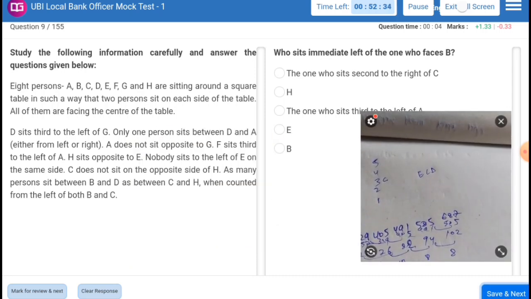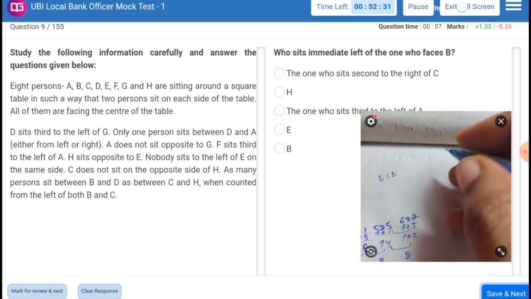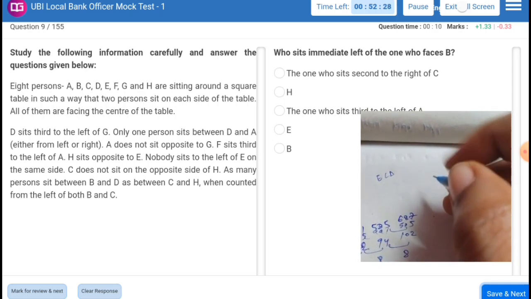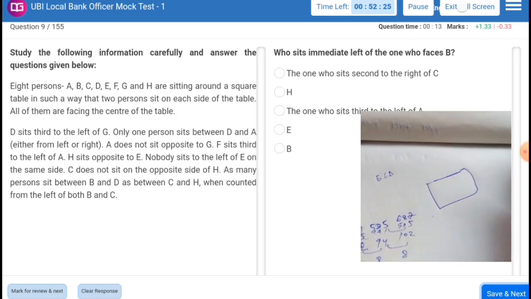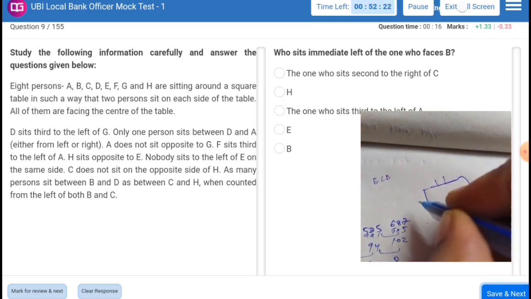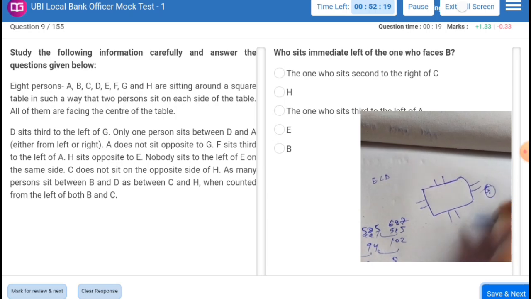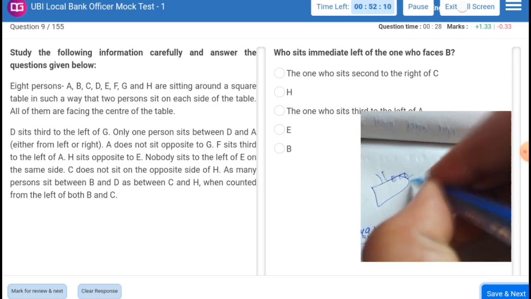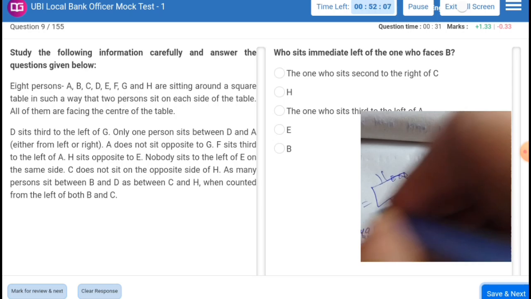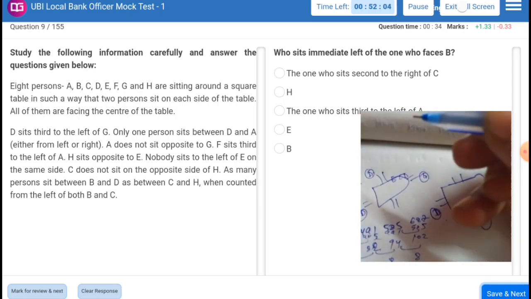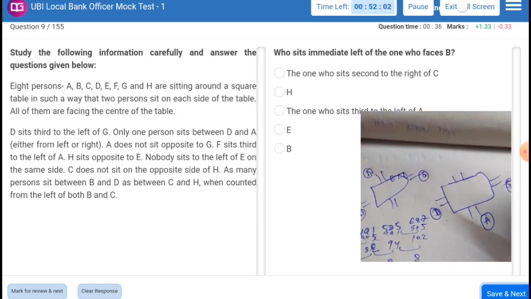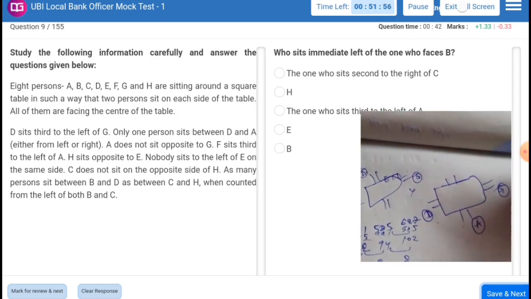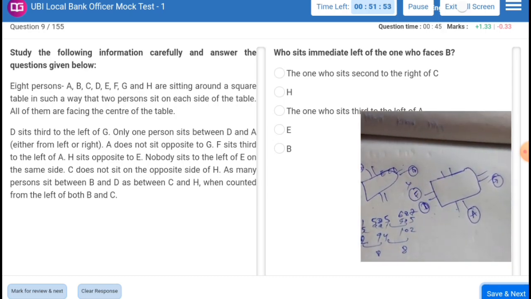Next is: 8 persons, A to H, are sitting around a square table. 2 persons sit on each side of the table, facing the center. D is third to the left of G. Only 1 person between D and A. And the next possibility, that is 1 person between D and A, is not opposite to G. F is third to the left of A, and H is opposite to E.